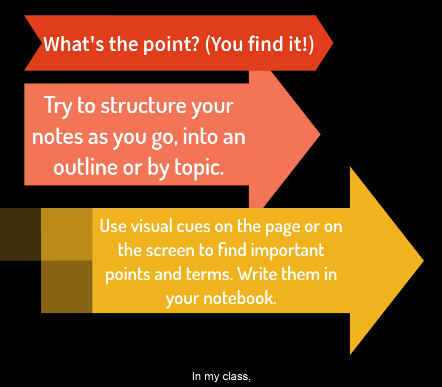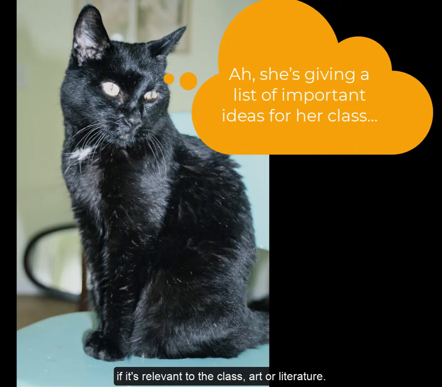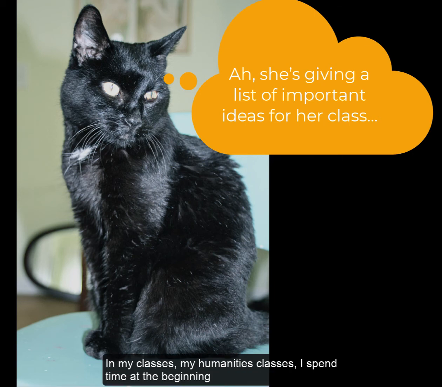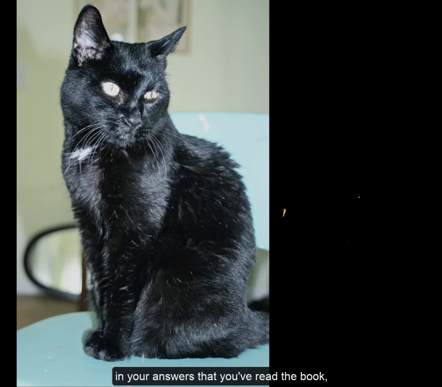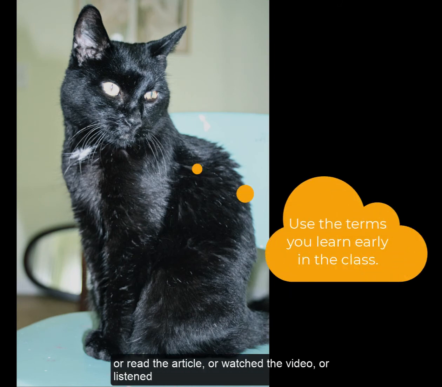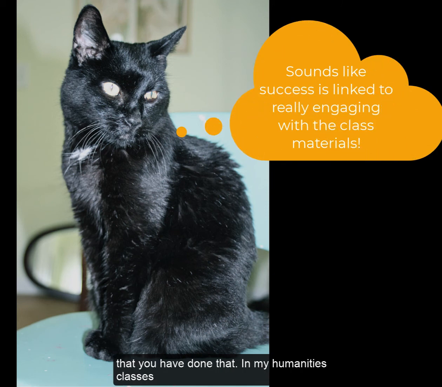In my class, what else would help you succeed on exams? Well, use the elements of music, or if it's relevant to the class, art or literature. In my humanities classes, I spend time at the beginning of each semester using the vocabulary that helps us describe musical and artistic events. So use those terms. Show in your answers that you've read the book, or read the article, or watched the video, or listened to the piece of music. Show me in your reflective answer that you have done that.